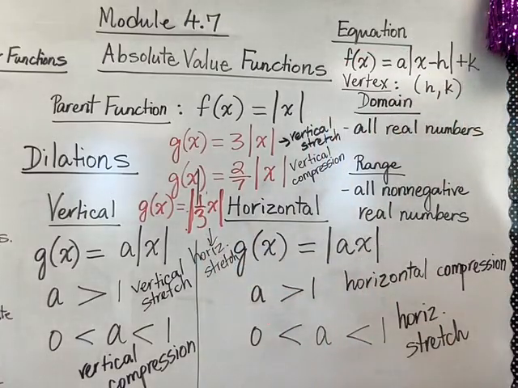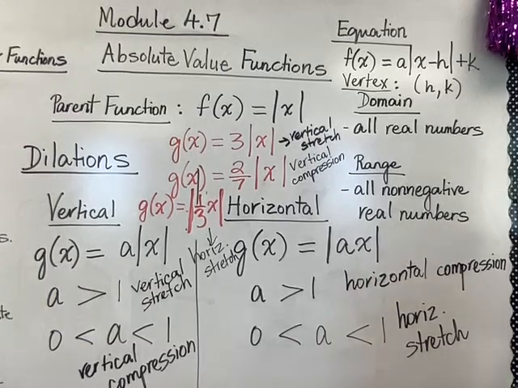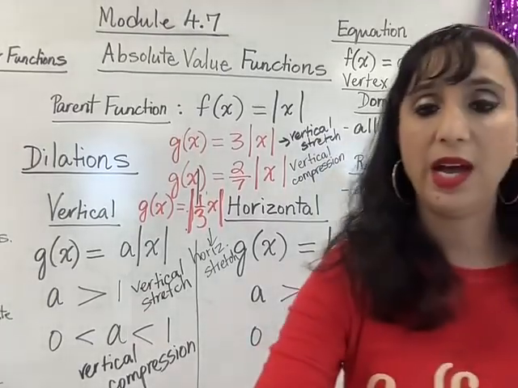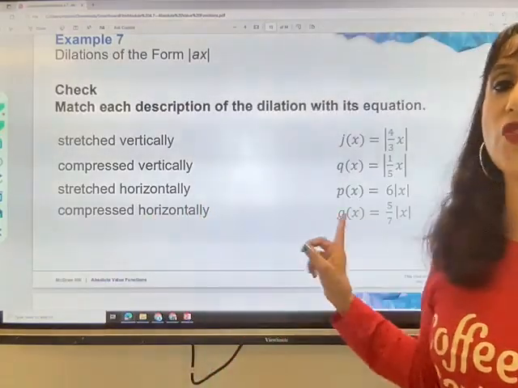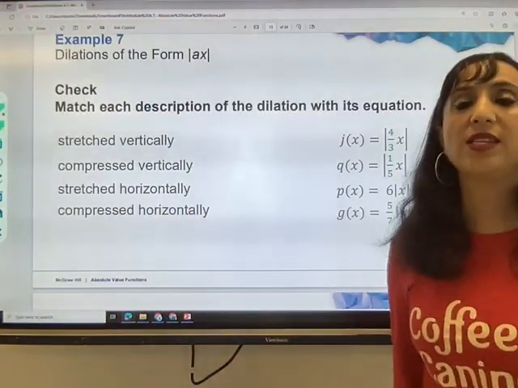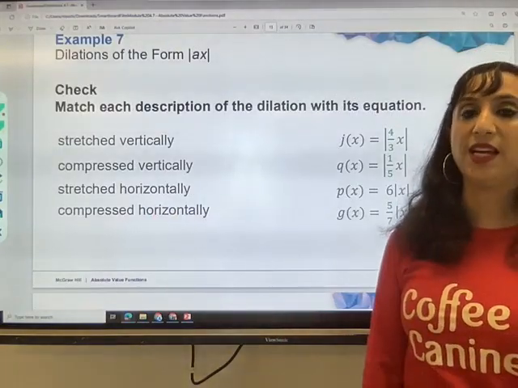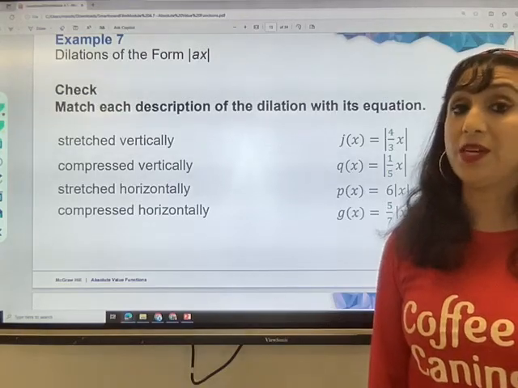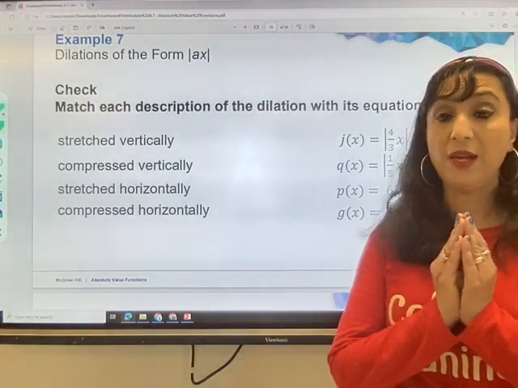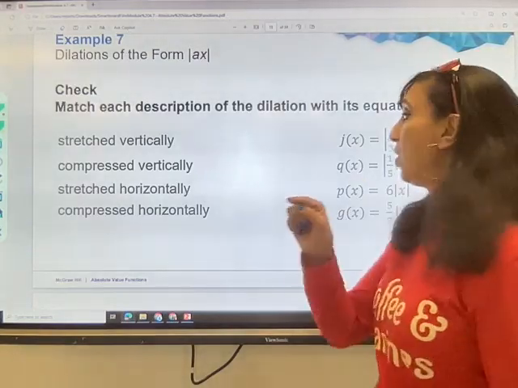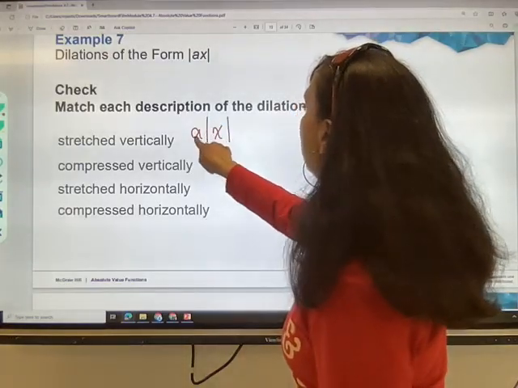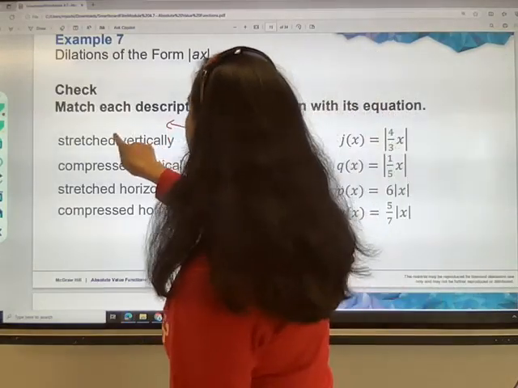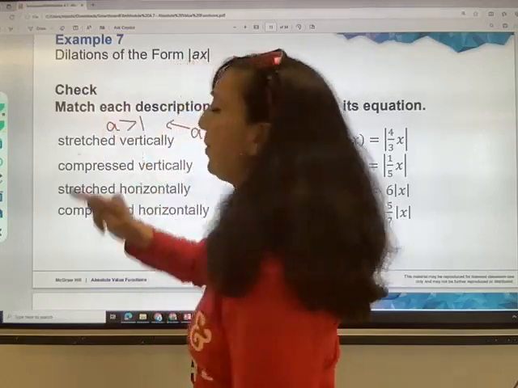Okay, so this is something I just wanted to show you before we moved on to reflections. But let me go ahead and show you some more examples. All right, let's look at these really quick. Just to refresh, it's saying match each description of the dilation with its equation. The first one says stretched vertically. That means the graph has to be steeper. So if it's in the format of AX, this A has to be greater than 1.